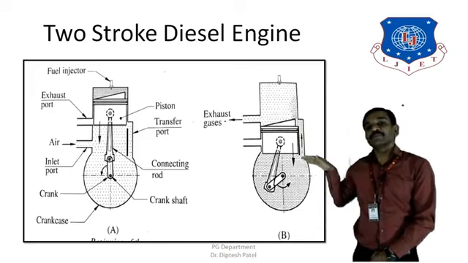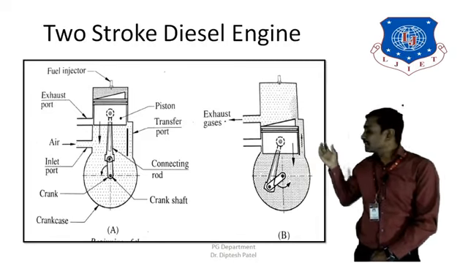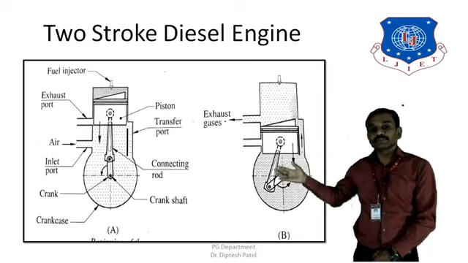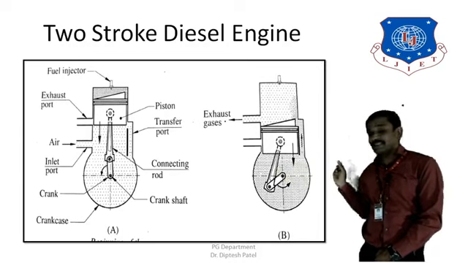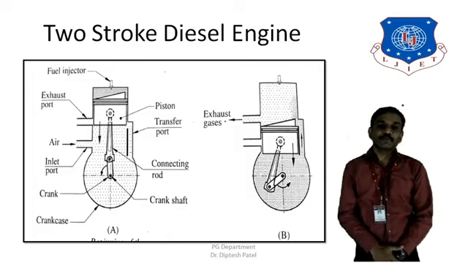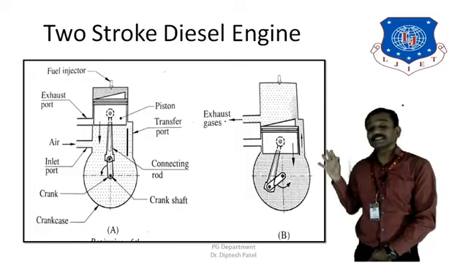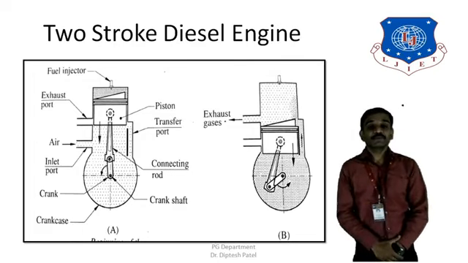So when the piston moves from TDC to BDC, the exhaust port remains open, and all the gases would go out through the exhaust port, and at the same time the fresh charge would be taken into the cylinder from the transfer port that you can see in diagram B. So this is the working of the two-stroke diesel engine.